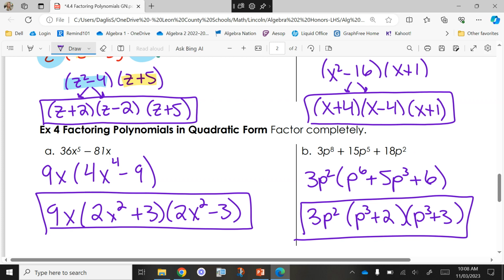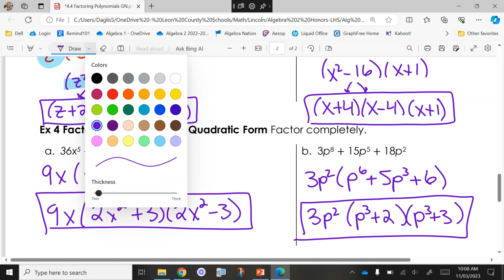All right. Ready to tie in yesterday and today into a word problem? Yeah. I love the enthusiasm. Let's do it.